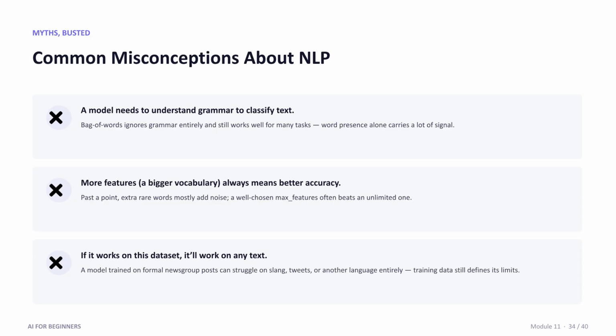Let's bust some common myths. First, grammar isn't required for classification. Word presence is often enough. Second, more features don't always mean better results. And third, training data limits your model's real-world performance.